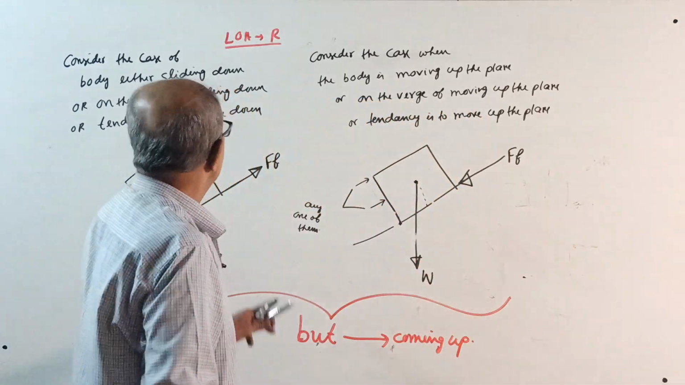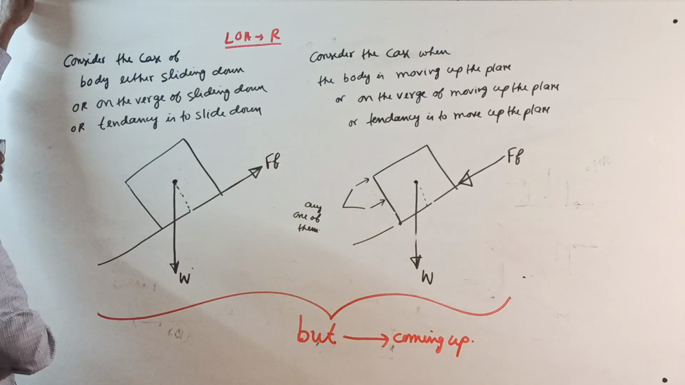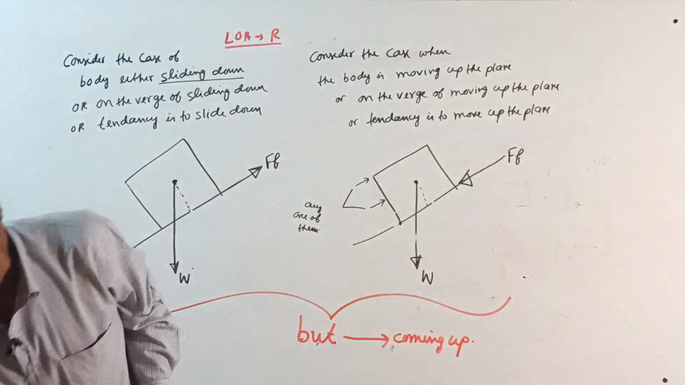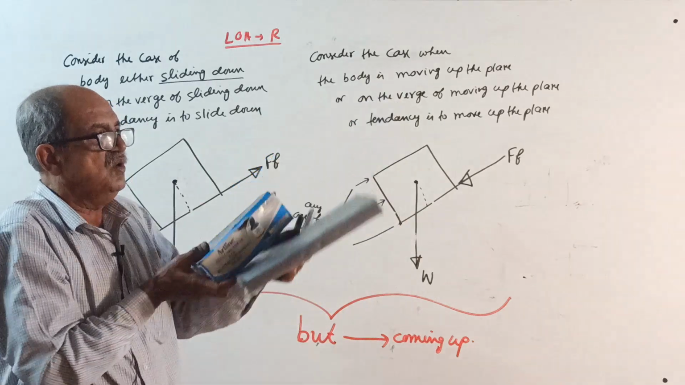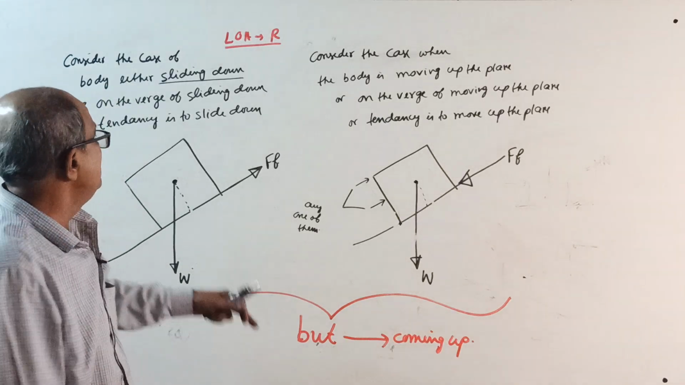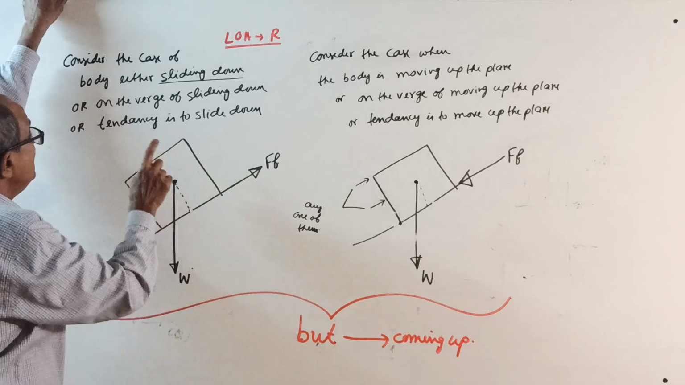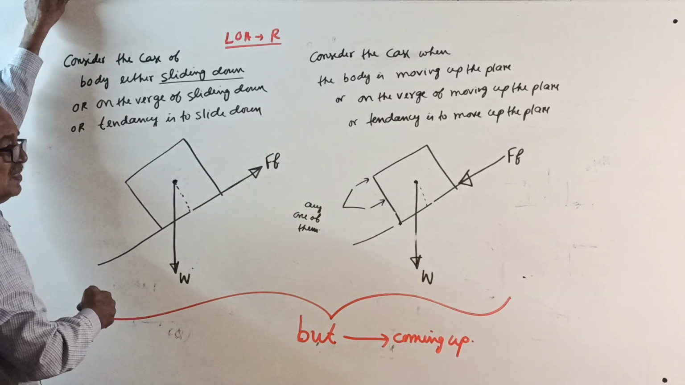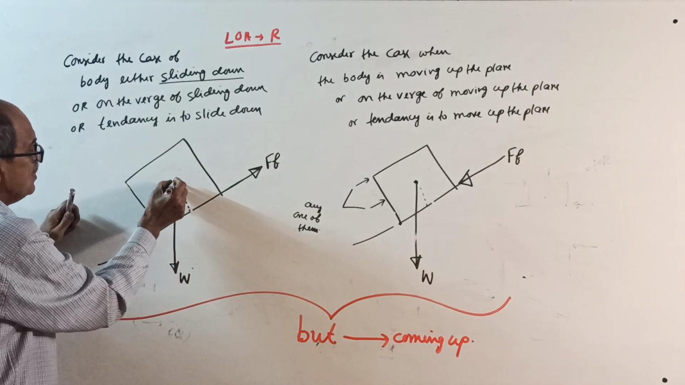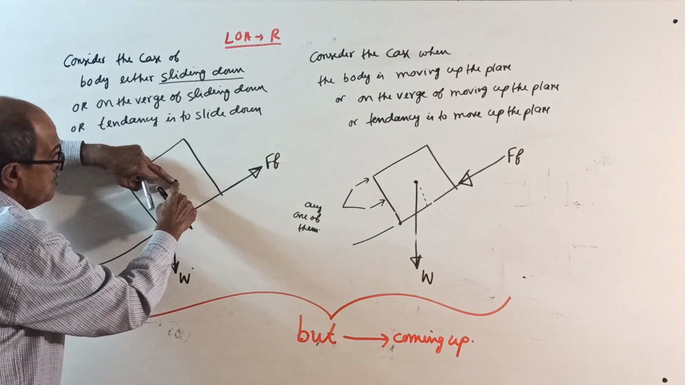Same way here, for inclined plane, consider the case of body either sliding down, or on the verge of sliding down, or it is not moving but the tendency is to slide down. Then friction will be like this. See, this is the centroid, center of gravity of the block. Normal reaction. Now take moment about this point.